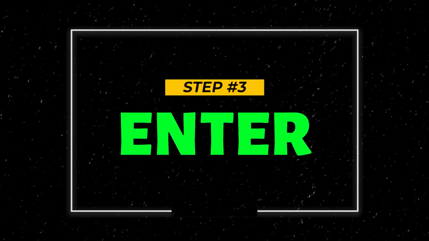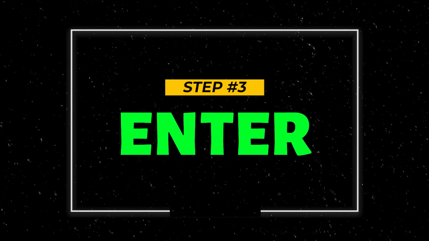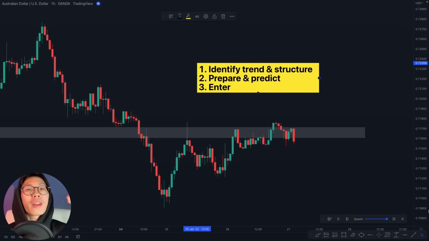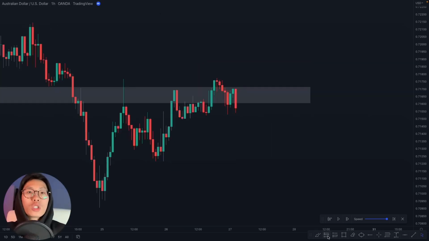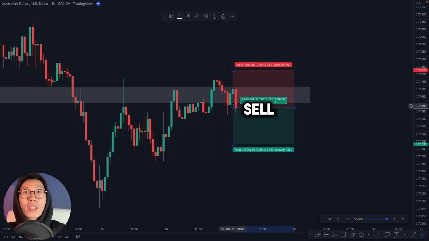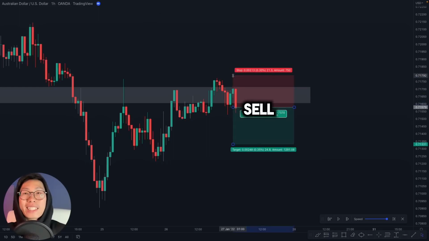which is basically your step 3. Your step 3 is to enter for the trade. Take action and don't hesitate, and enter for the trade with confidence. So I will enter for a sell position right here and I'll place my stop loss above this key level.